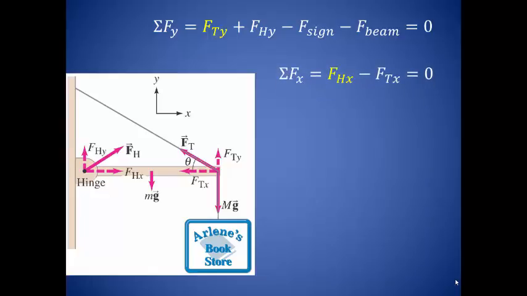In the horizontal direction, we only have two forces acting. Choosing right as positive, then the X component of the force on the hinge would be positive, while the X component of the tension force would be negative.